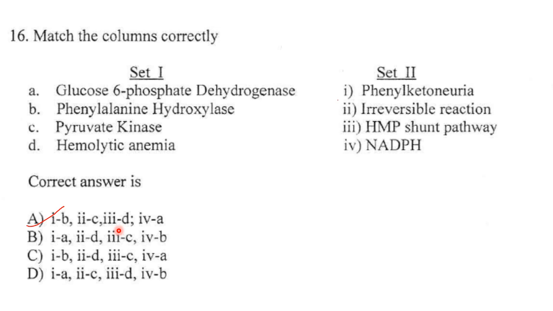So 3. HMP shunt pathway is hemolytic anemia. And 4. NADPH, it is glucose 6-phosphate dehydrogenase. So the answer is option A: 1B, 2C, 3D and 4A.